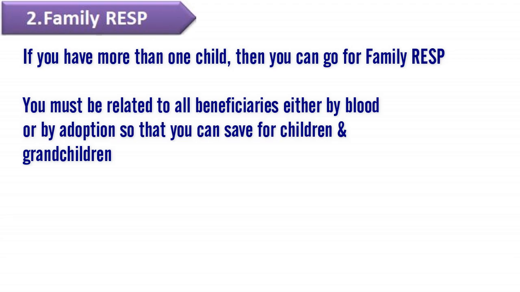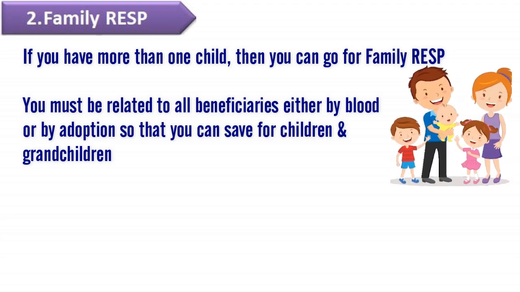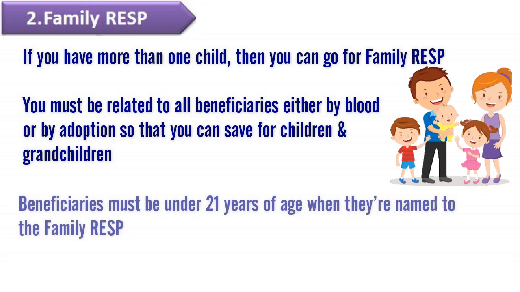Family RESP. If you have more than one kid, then you can open a family RESP. In this family RESP, you must be related to all beneficiaries either by blood or by adoption, so that you can save for children and grandchildren. Beneficiaries must be under 21 years of age when they are named to the family RESP.